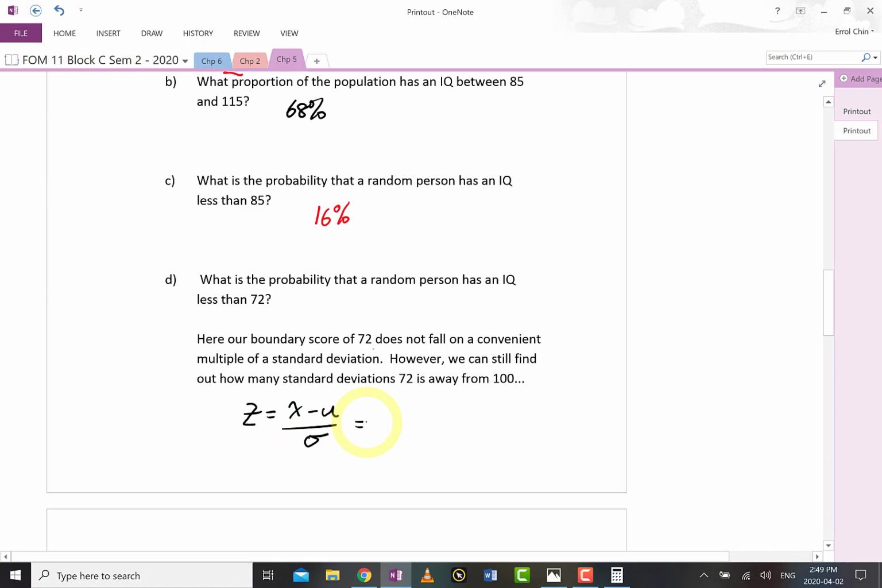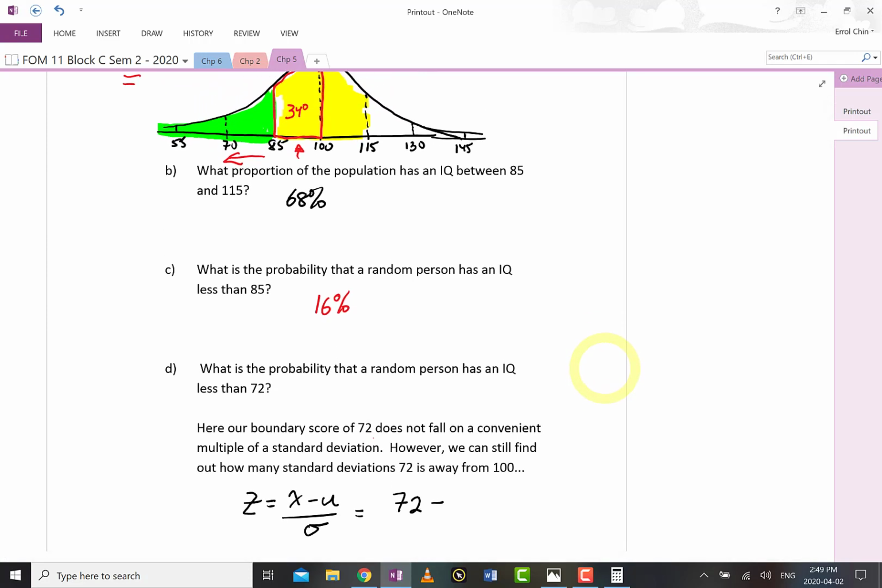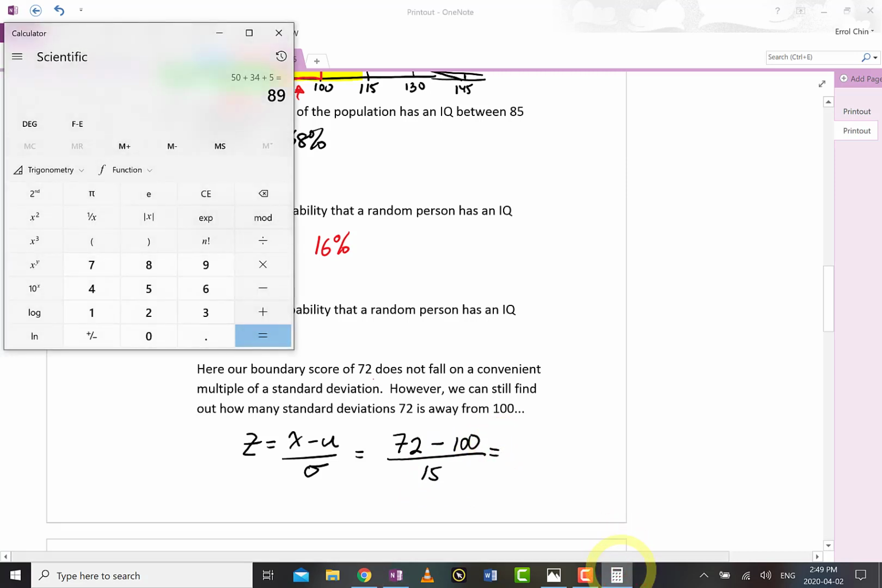So we're looking for what's the probability that its score is lower than 72. So we're just going to pretend that it is 72. So it's going to be 72 minus, what was the mean? So I'm going to take a look at our example. Our mean was, oh, it's right here, 100. And our standard deviation was 15. So what is 72 minus 100 divided by 15?